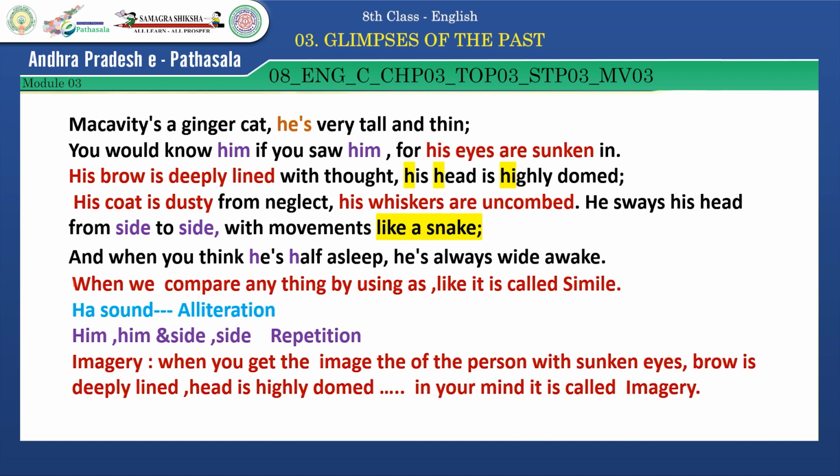And then here we have imagery also. So here in the first line, he is very tall and thin. So what we have to do, just simply close your eyes and imagine the image of the cat which is very tall and thin, and then his eyes are sunken and his brow is deeply lined and his head is highly domed, and then his coat is dusty, and then his whiskers are uncombed. So if you imagine the picture or the image of this cat in your mind, then it is called imagery.